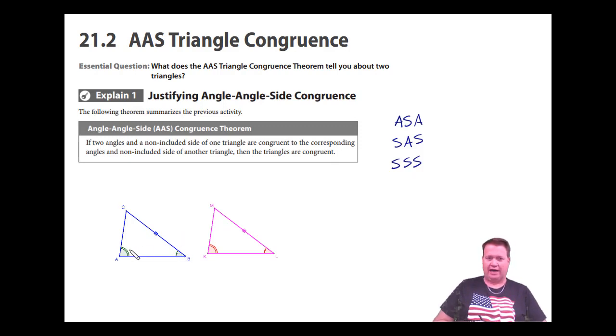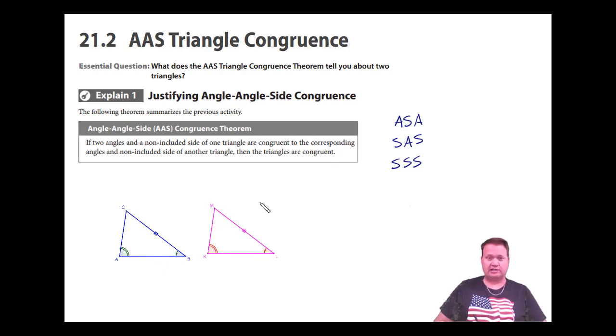If you have 2 angles, you can see here that we have angle B is congruent to angle, looks like L, and angle A is congruent to angle K. But you can see the side that we have is not the one that's in between the angles. So this is a non-included side. It's off to the side here. So we have an angle and a side, and we have an angle and a side. And here's how this works.